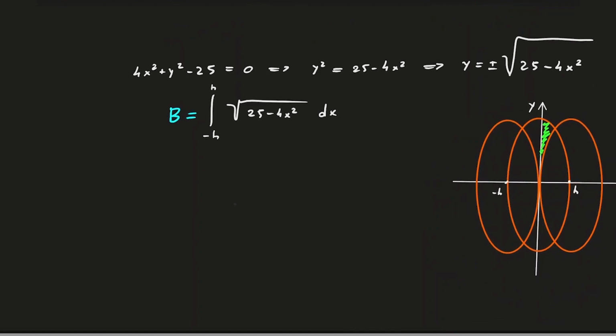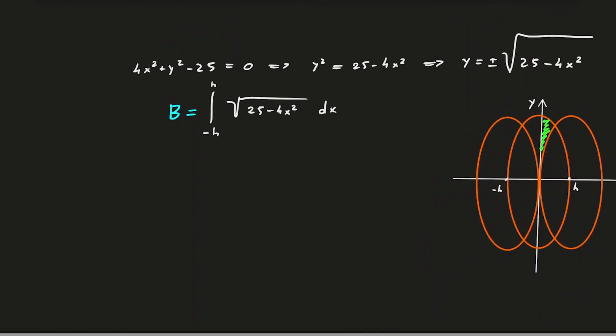Now we need to find the green area, and how can we do it? Well, we can write it as the sum and difference of two areas. And the first one is this blue area here minus this yellow area here.